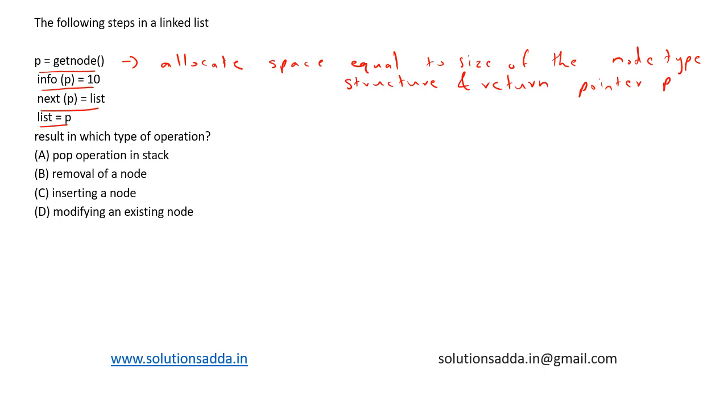Now inf of p is essentially the value of the new node, equal to 10. Next of p equal to list means that we are adding the new node to the list. So clearly these steps are resulting in inserting a node. So option C is the right choice.